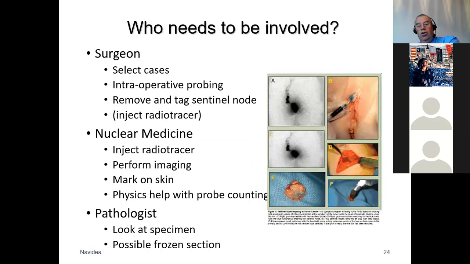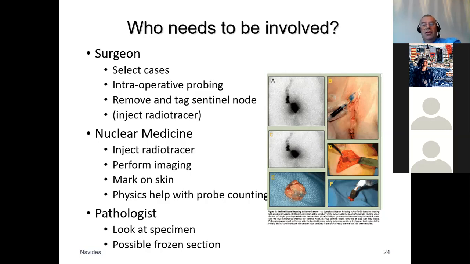But it does require good coordination between people. So you need the surgeon to select the cases, do the probing, and remove and tag the sentinel lymph node. And maybe, if it's in a very difficult area, to inject the radiotracer, for example. I don't know how many of you want to do lots of cervical injections looking at cervical cancer, or vulval injections. We tend to give the surgeon the syringe, give them a bit of training, and say, you inject where you want to. Looking down a dark, dank perineum is not my idea of fun in the morning. But you may want to do that, it's up to you.